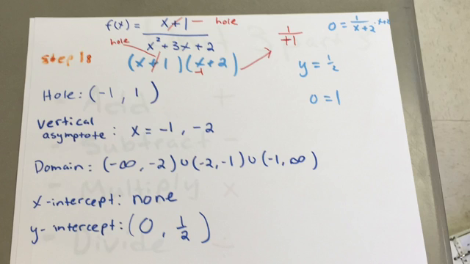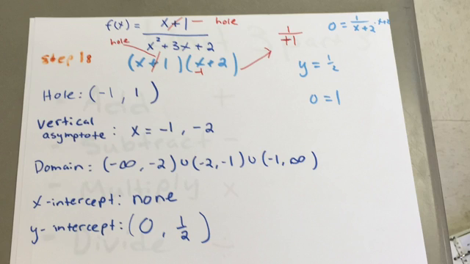For your vertical asymptotes, you already have one of them, that's the hole, and then you're going to want to set the other one equal to 0, so you just have x plus 2 equal to 0. It's going to be minus 2. For the domain, Josh will tell you about that.